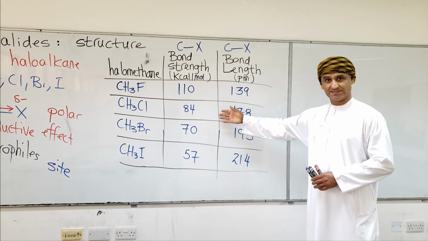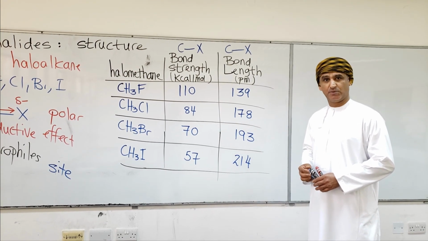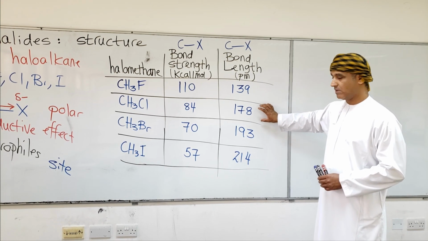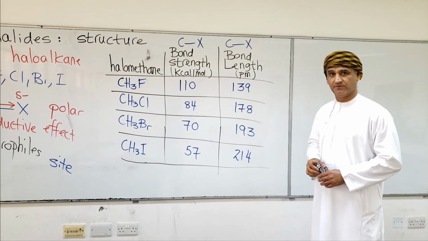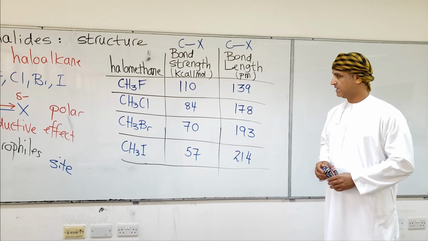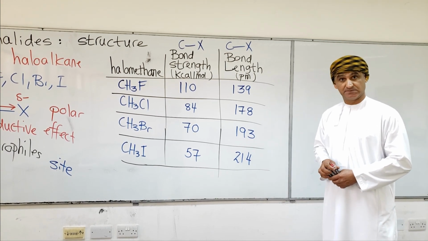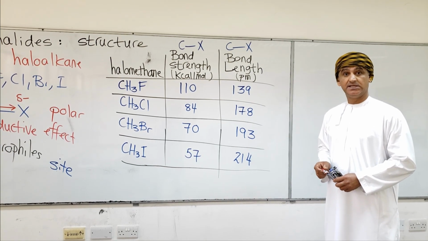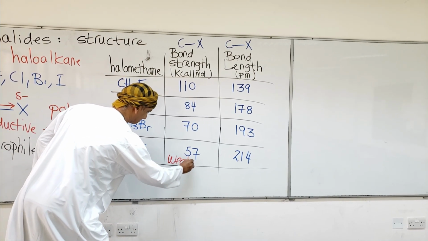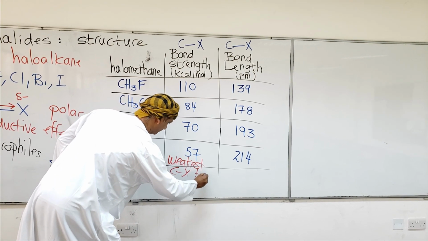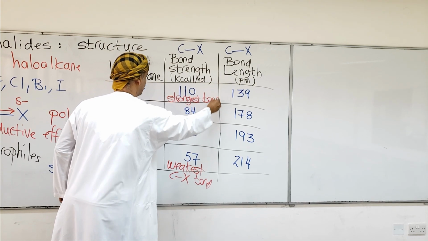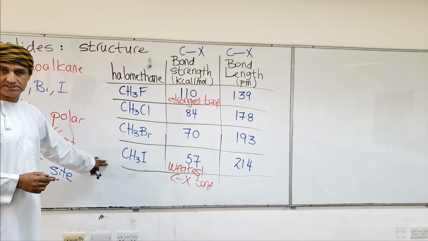This tells us that there is a decrease in the bond strength, which means that the carbon-chlorine bond is a weaker bond than the carbon-fluorine bond, but also it is a longer bond. If we go further down the group, the bond strength decreases. So the CBr bond is a weaker bond than the carbon-fluorine bond. The carbon-iodine bond is the weakest bond amongst the CX bonds, and the carbon-fluorine bond is the strongest. So perhaps we should label this. So this is the weakest CX bond, and this is the strongest CX bond. So the carbon-fluorine bond is the strongest bond, and the carbon-iodine bond is the weakest bond.